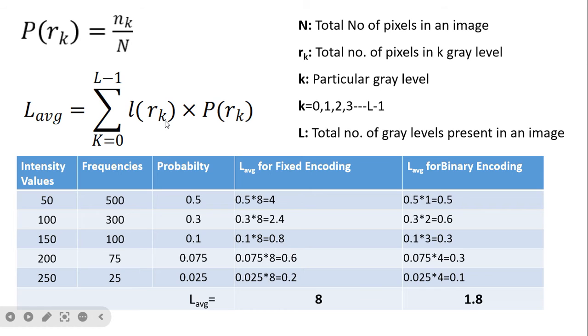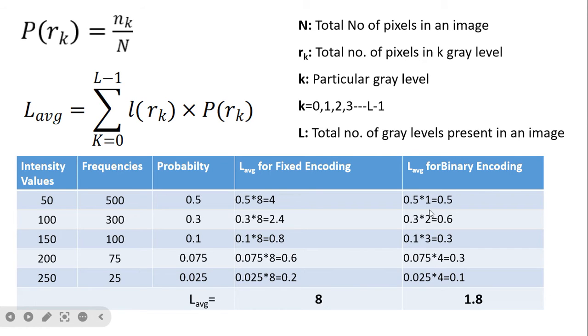In fixed length encoding, we are using a fixed number of bits, that is 8, so everywhere it is multiplied by 8. Then 0.5 into 8, 0.3 into 8, 0.1 into 8, that is, the probability times the bits we used for encoding. When we add all these values, we get 8. So on average 8 bits are required to represent each pixel.